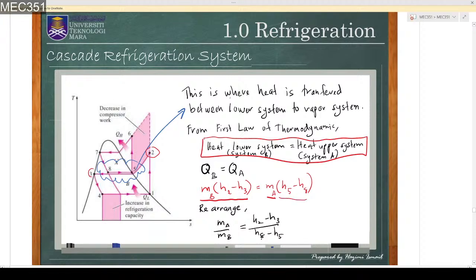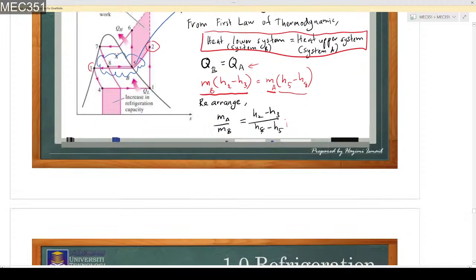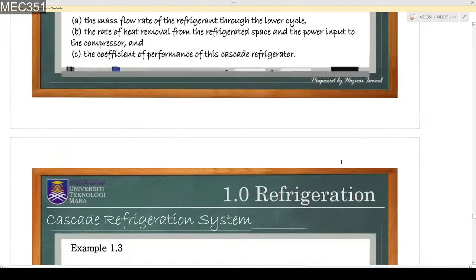Then we can rearrange the equation by dividing by MB and MA, giving enthalpy H2 minus H3 over H5 minus H8, like this. This form is not necessary to be remembered, but make sure you remember this equation. You can derive it by yourself to get this form. So let's try the example here.